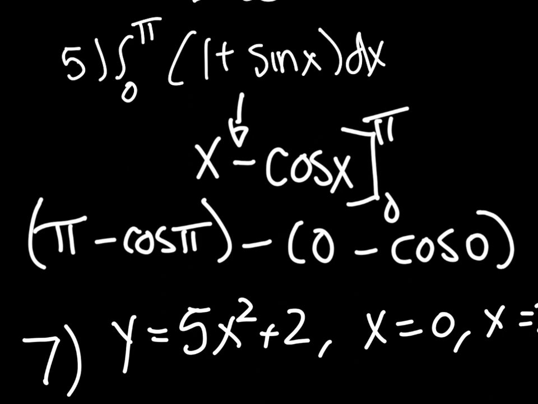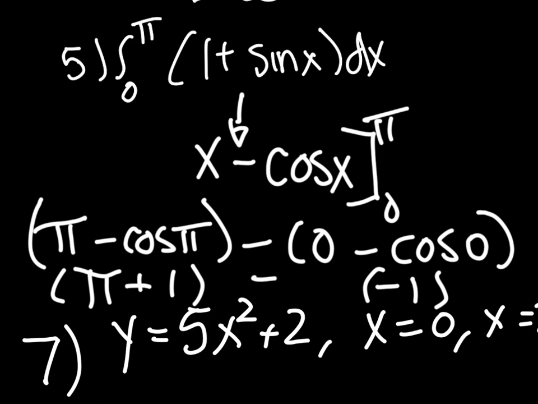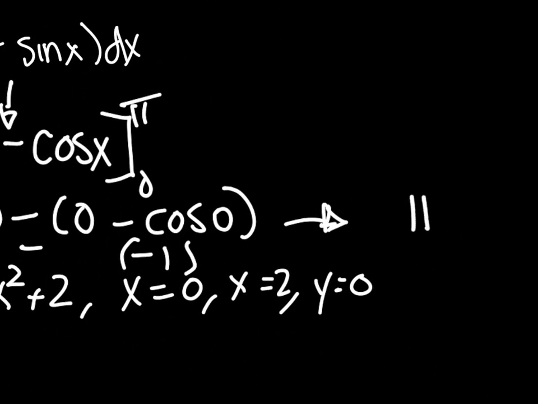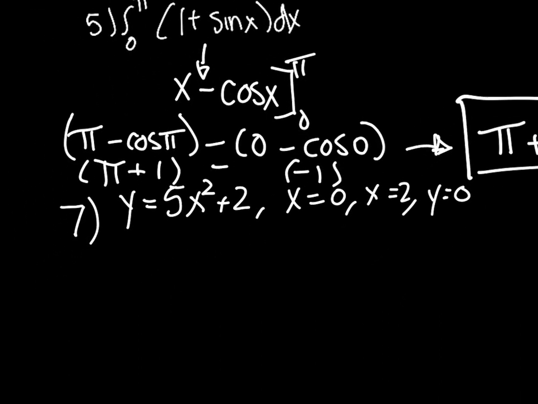Now we know that the negative cosine of pi is negative negative 1, so it will be pi plus 1. And we know that cosine of 0 is 1, and since there's a negative here, it will be negative 1. So now we're left with pi plus 1 minus negative 1, which equates to pi plus 2. And that will be our final answer.